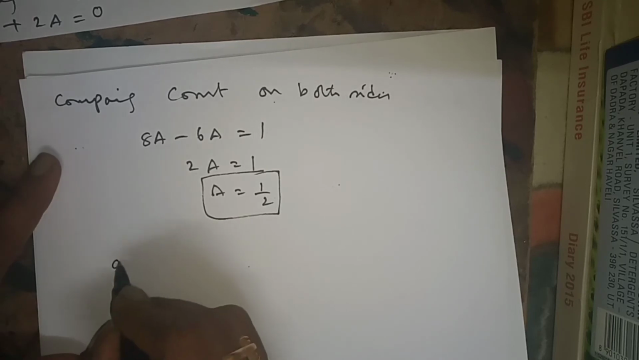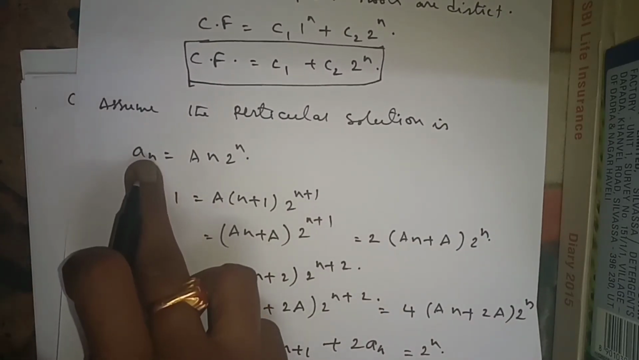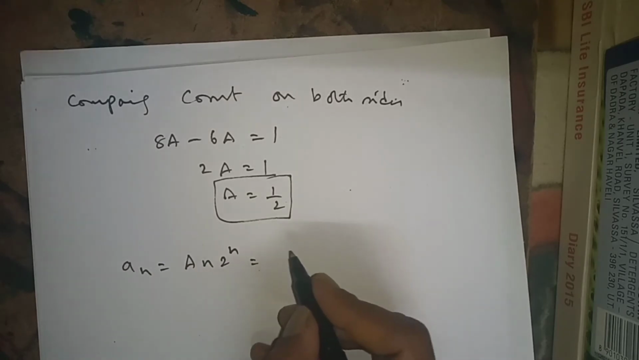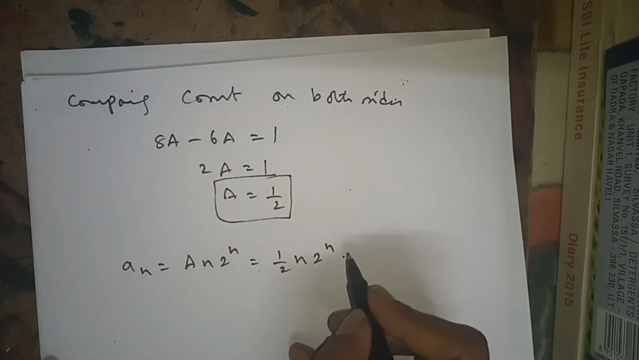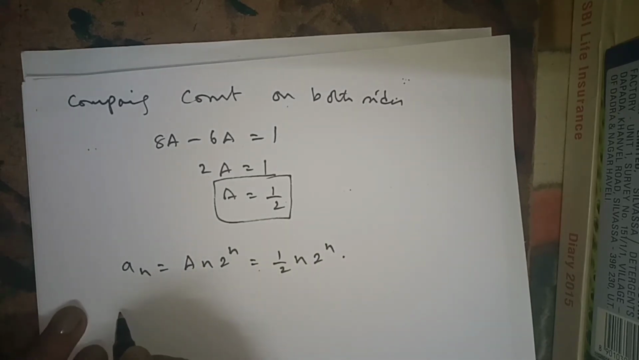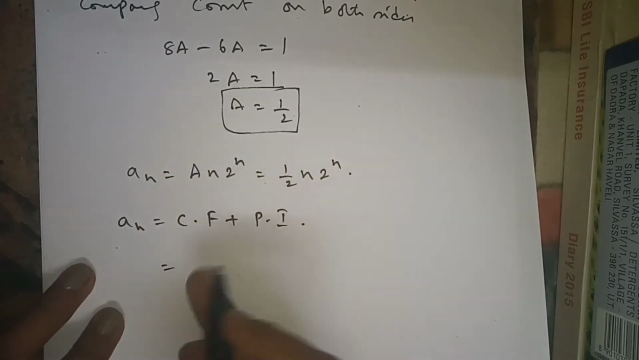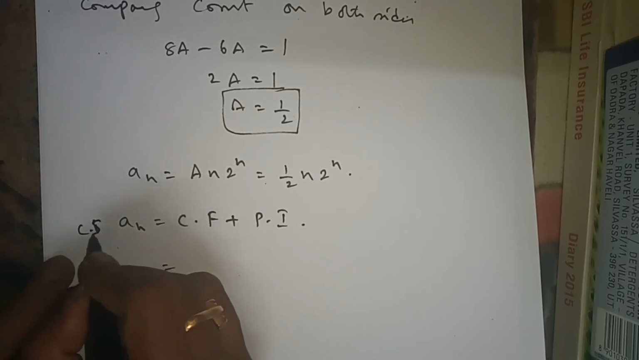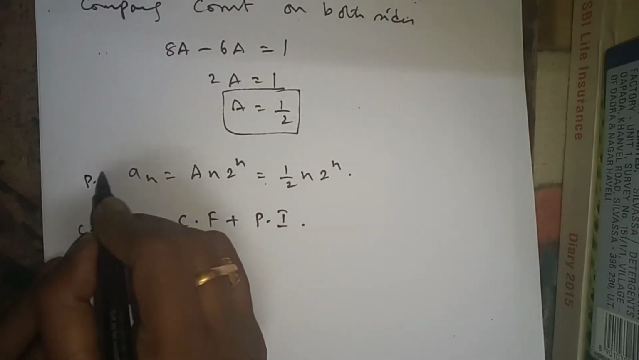Therefore, what is our a_n? How much is our a_n? Capital A into n 2 to the power of n. That is equal to, a is how much we have got? 1 by 2 into n 2 to the power of n. Now a_n is equal to CF plus PI. The complete solution is CF plus PI. This is only PI.